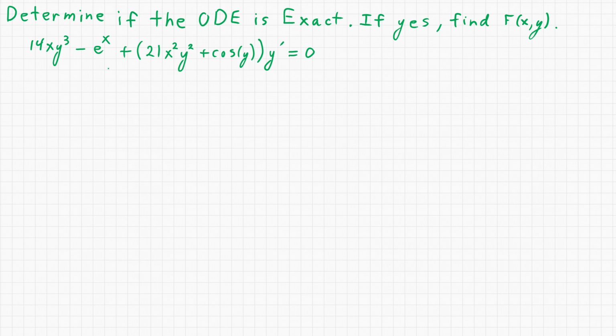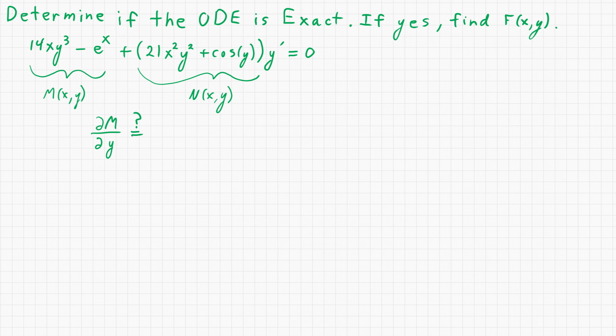And so first thing we need to do is identify the M (Mars) for M of x comma y and the N (Neptune) for N of x comma y. So the Mars of x comma y is the part not attached to y prime, and then the stuff attached to y prime is the Neptune of x comma y. All right, and so the test is, does partial Mars partial y equal partial Neptune partial x? All right, and if that's true, it's going to be exact. If it's not true, it's not exact. So let's go ahead and compute those.